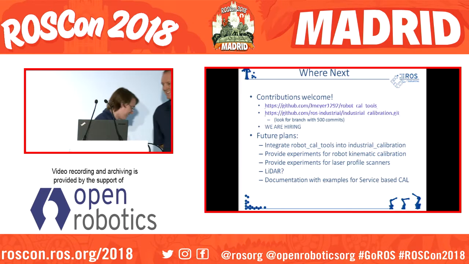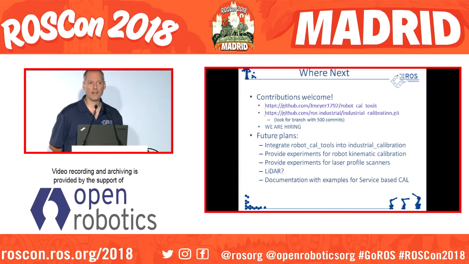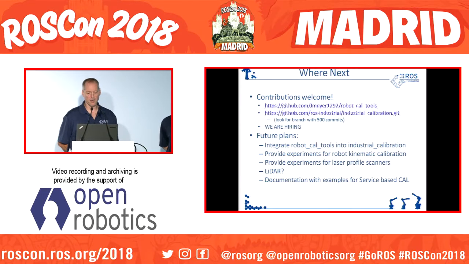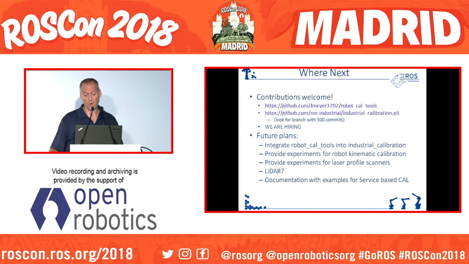So, Chris? So this slide tells you where you can find the tools. They're not quite all put together yet. As he mentioned, we're going to try to combine these all under industrial calibration. Also, these fancy new nodes that I've made have not quite made it in. I thought I'd have some time to have. If you want to find them, look for the branch on my repository with about 500 commits, and I kid you not. And by the way, if that is interesting enough for you, we're hiring.